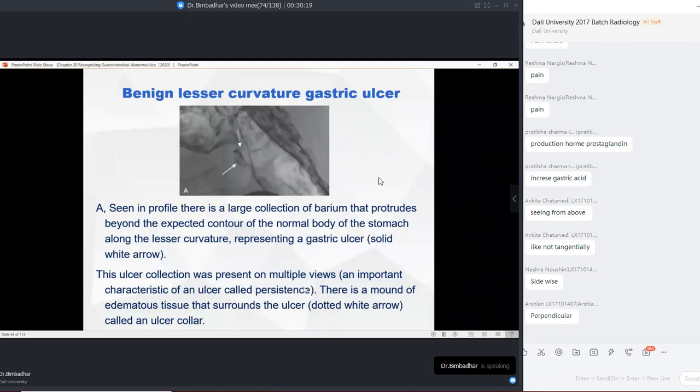Persistence, in the sense it should be present in multiple views, in multiple angles. And then finally, there should be an edematous tissue surrounding the ulcer, which is called the ulcer collar. So three radiographic features are most important in the diagnosis of a benign gastric ulcer. Technically, it is a very easy diagnosis.